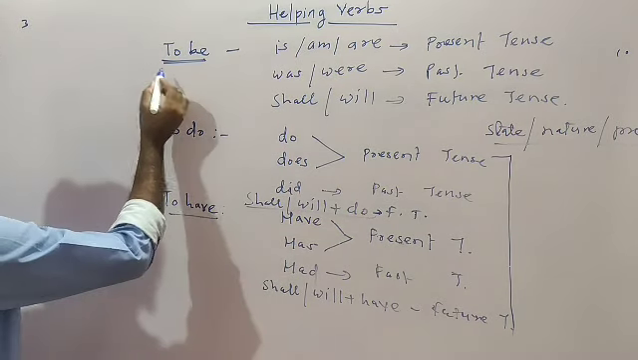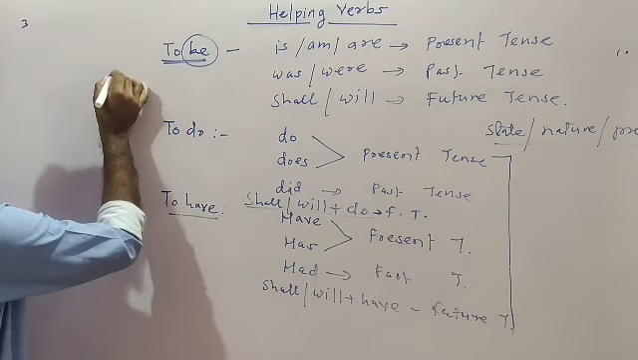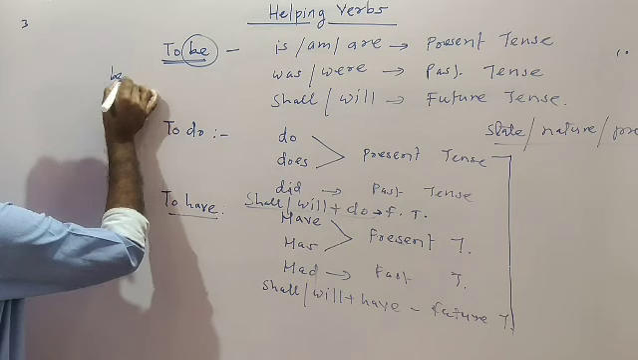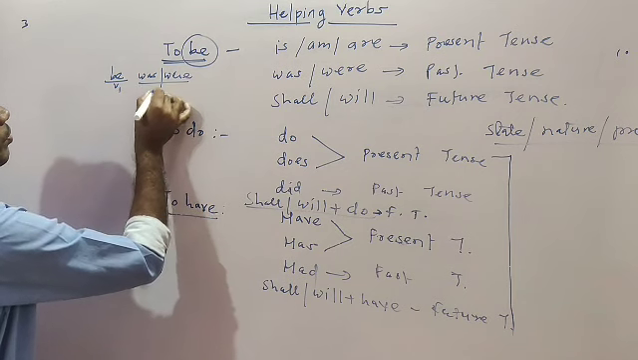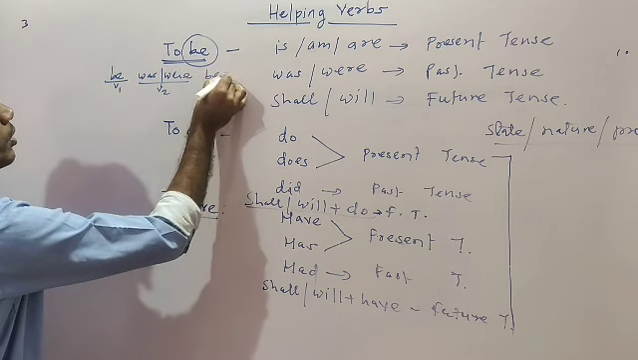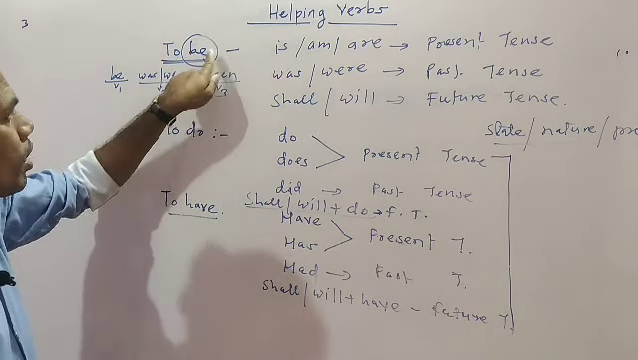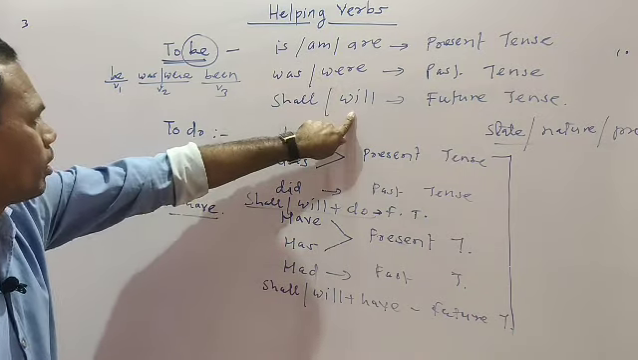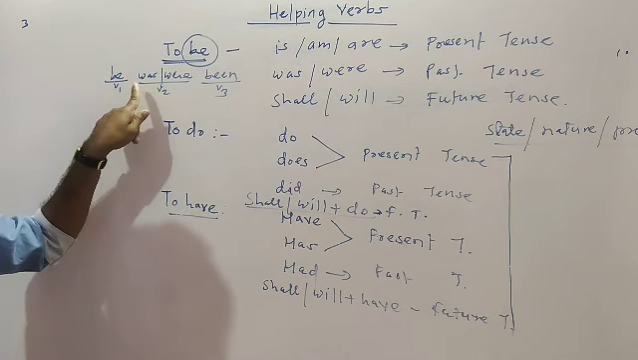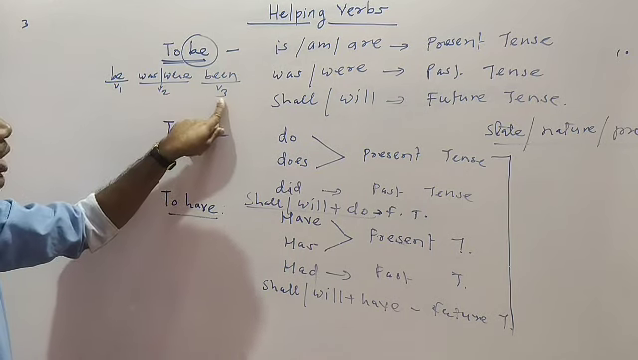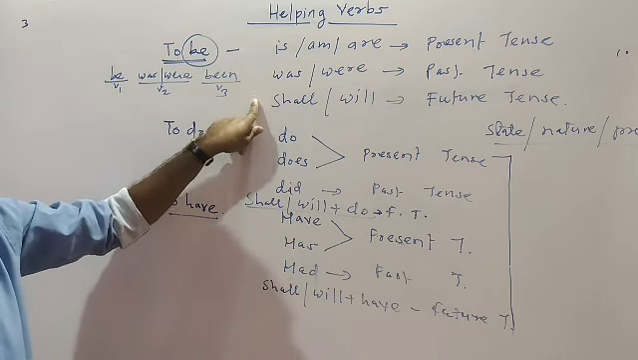See, I write here. So this "be" is also a main verb, that I want to say. Be, V1; was or were, V2; been, V3. See, the helping forms of "to be" are is, am, are, was, were, shall, will. But be is also a main verb. So be, V1; was or were, V2; been, V3; and being, B-E-I-N-G, being, V4.